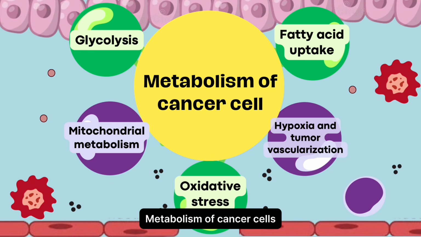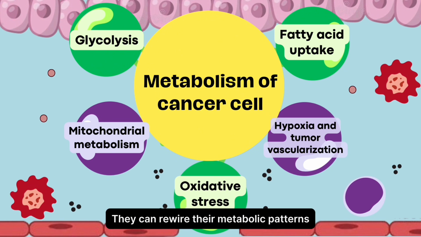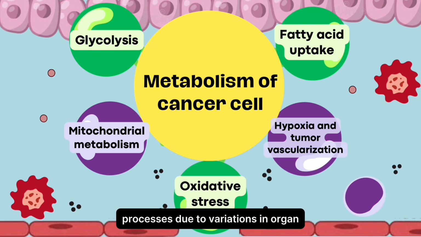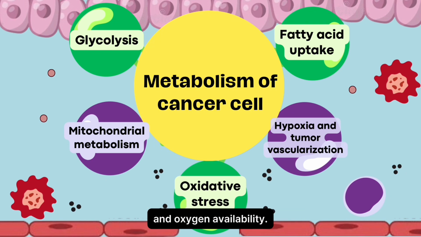Metabolism of cancer cells. Uneven metabolism in tumor cells may affect tumor growth due to their metabolic adaptability and heterogeneity. They can rewire their metabolic patterns for survival, proliferation, and invasion. For example, the primary tumor tissue may impact metabolic processes due to variations in organ vascularization and oxygen availability.